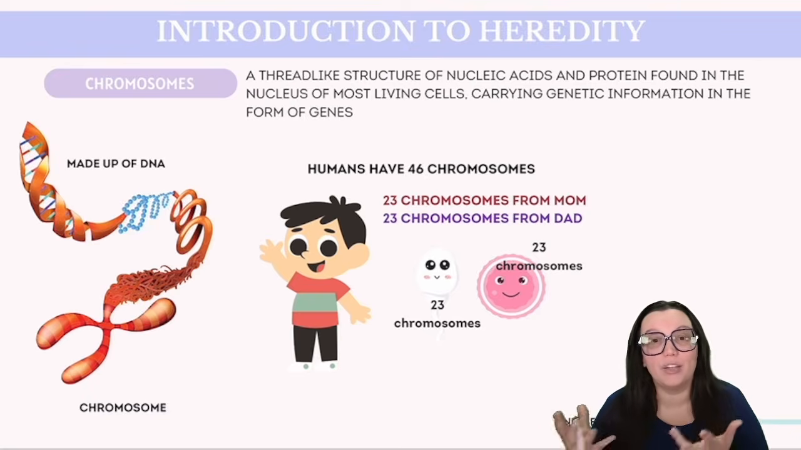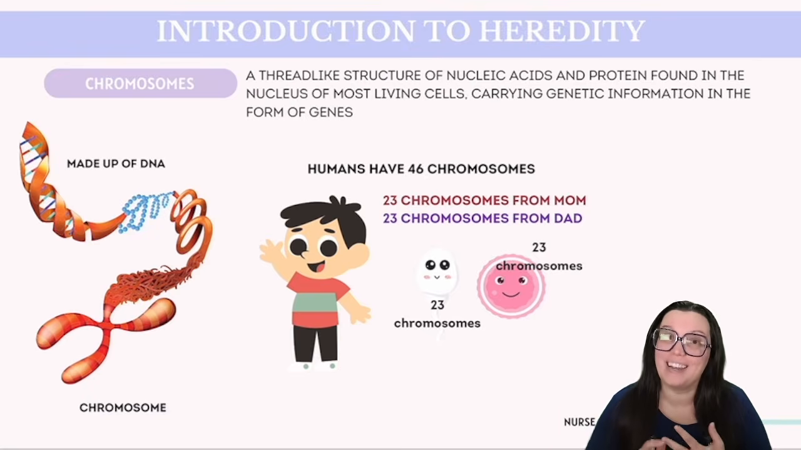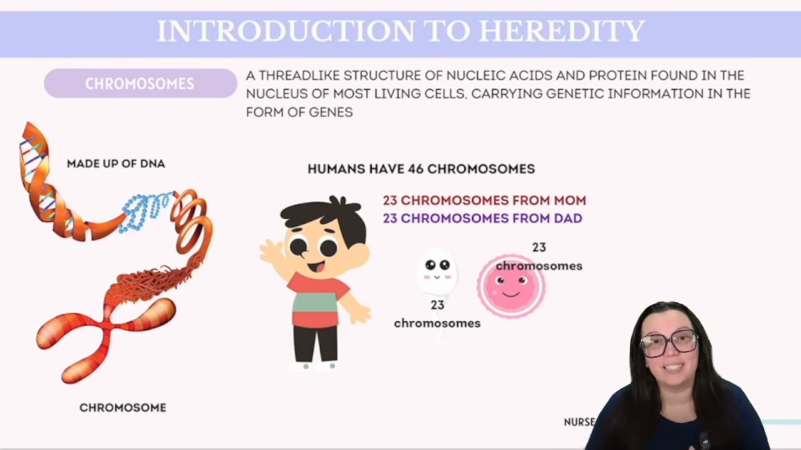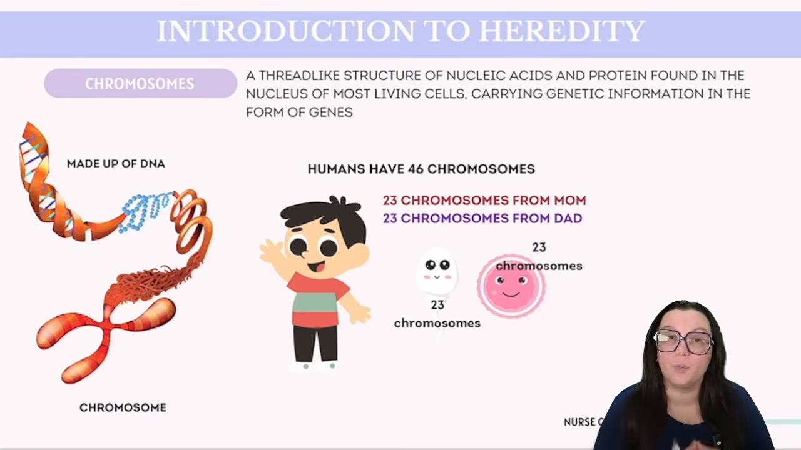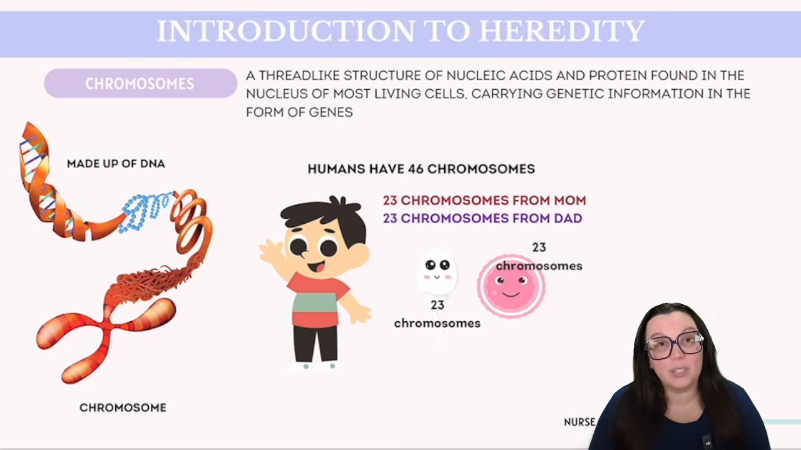However, when we talk about human gametes, which is our sperm and our egg cells, these particular cells only carry 23 chromosomes each. Consequently, you inherit 23 chromosomes from your mother and another 23 chromosomes from your father, which gives you a complete set of 46 chromosomes. This constitutes your unique genetic code.